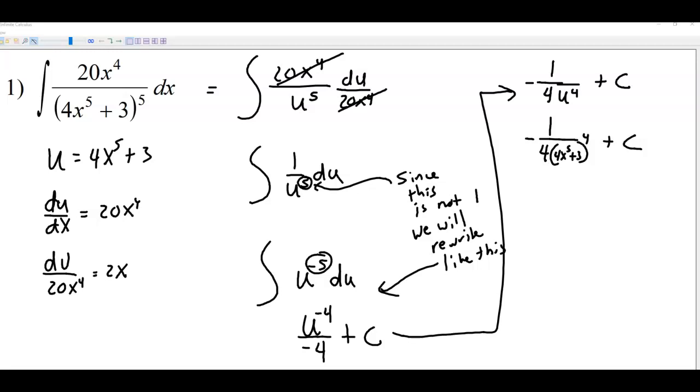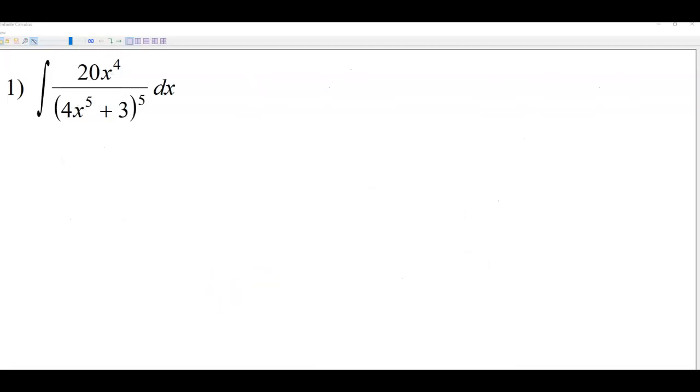Okay, so that is number 1. Couple of things that we noticed was since this power was 1 more than this, it was a u sub from the get-go. Second thing we noticed was that since this was not a 1, we were going to go with the power rule approach rather than the ln approach. Let's take a look at another one here.